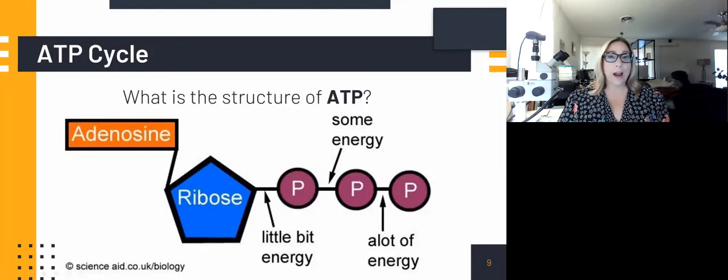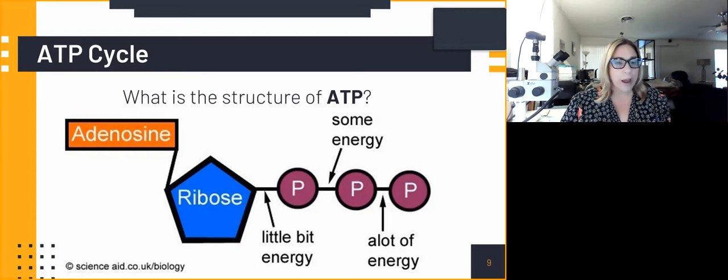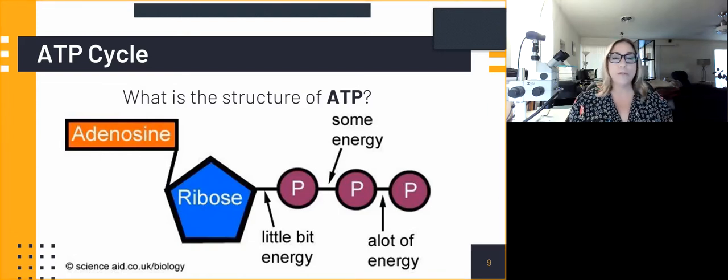So here we have a picture of ATP. Now, I want you to take a moment and think about what other type of molecule this looks like. And once you determine that, you should be able to figure out which group of biological molecules ATP fits into. Is it a carbohydrate, a protein, a lipid, or a nucleic acid?